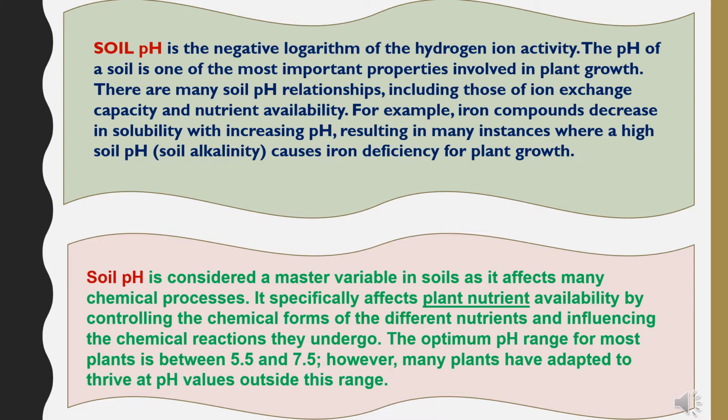Soil pH is considered a master variable in soils as it affects many chemical processes. It specifically affects plant nutrient availability by controlling the chemical forms of different nutrients and influencing the chemical reactions they undergo. The optimum pH range for most plants is between 5.5 to 7.5. However, many plants have adapted to thrive at pH values outside this range.